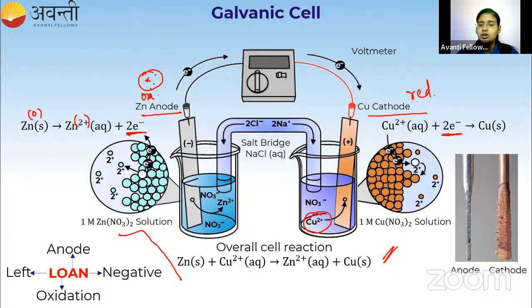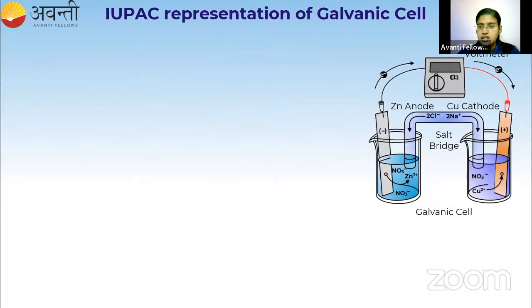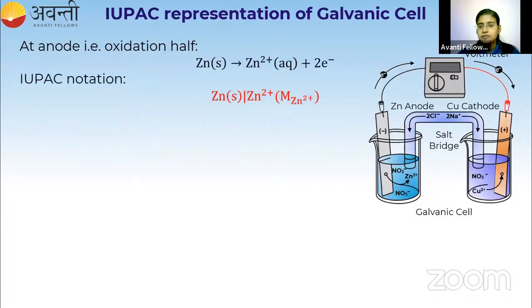Yes. Now let me go for the IUPAC representation of the galvanic cell. So this is the picture of a galvanic cell, and at the anode, as we have studied, the oxidation half reaction takes place. For the IUPAC notation, you have to write the solid metal on the left and put a single vertical line, and to the right side of that line we put Zn2+, the oxidized ion. Here the metal is zinc, and it is getting oxidized. So this is the IUPAC notation for the oxidation half reaction.